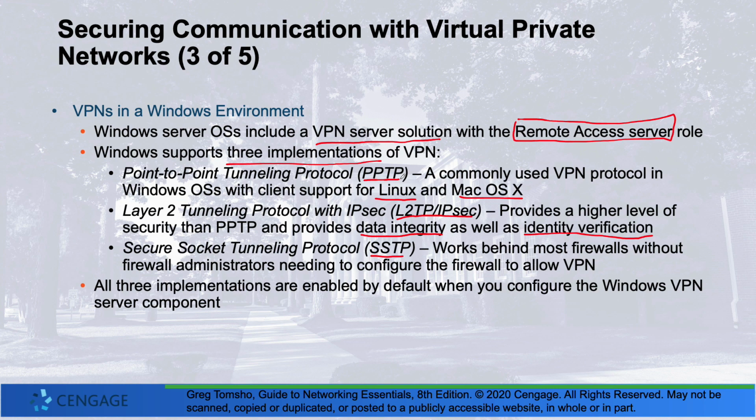Okay. All 3 implementations are enabled by default when you configure a Windows VPN. Okay. So you can turn these on. If you're worried about security, you can turn off the less secure ones. The PPTP is not as secure as the L2TP, so you can say, I don't want the server to use that one. This uses, like I said, certificates, which is really secure. So it's probably the most secure type of VPN connection you can have. So you can decide as a business what's going to meet your business needs and what's going to be too restrictive.